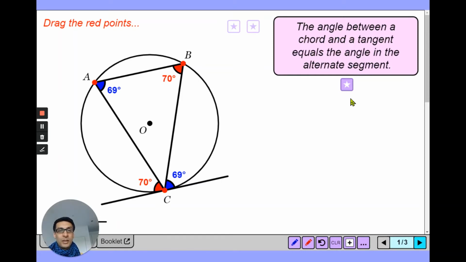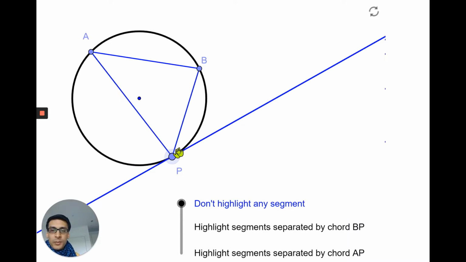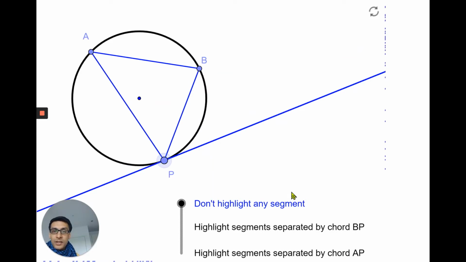When we say alternate segment, it's a very fancy way of saying the other segment. So let me just break that down a bit further. What you can see here is the same diagram as before. Now, a segment is something that's split up by a chord. PB is a chord and AP is also a chord that we're interested in. So we can say that PB separates the circle into two parts. This part here, the green bit, is a segment, and the white bit here is also a segment.